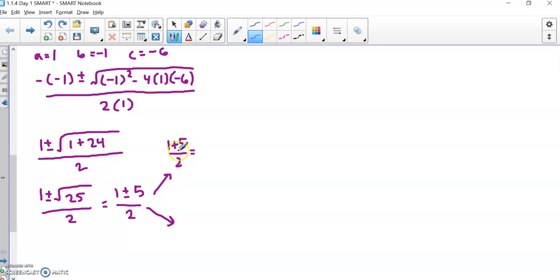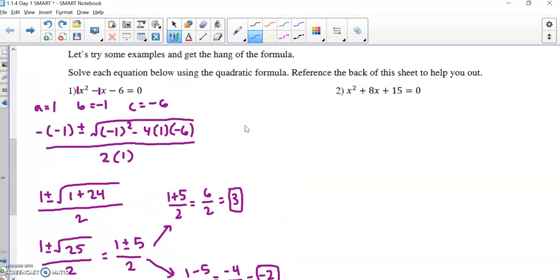So this one, if we had a plus, 1 plus 5 is 6. 6 over 2 equals 3. So that's going to be one of our answers. And then the other one is going to be 1 minus 5, which is going to give us -4 over 2. So our other answer is going to be -2. Okay, and those are our two final answers.